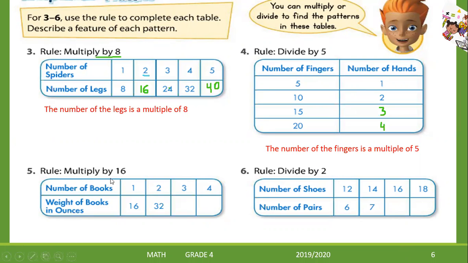What about number 5? The rule here is multiply by 16. Number of boxes, weight of box in ounces. Each one box has 16 ounces. For 2 boxes, follow the same rule, multiply by 16. 2 multiplied by 16 will be 32. What about 3 boxes? Multiply the 3 by 16 and you will get 48. The same rule, 4 multiplied by 16, you will get 64.